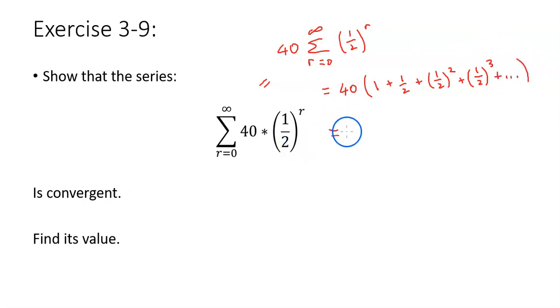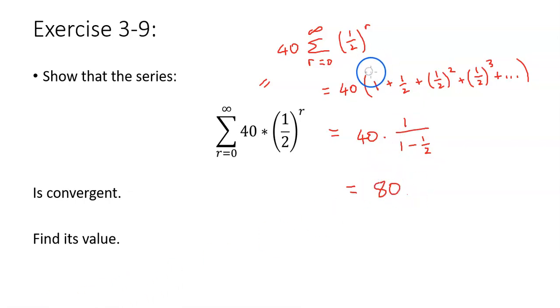And we know this as the geometric series from back in P1. So this is equal to 40 times, and we know that the sum to infinity of this thing is just 1 divided by 1 minus r. So 1 minus a half. So that is just equal to 80.